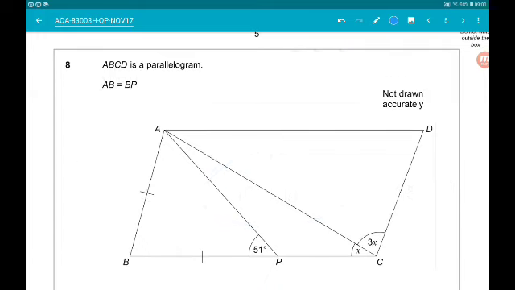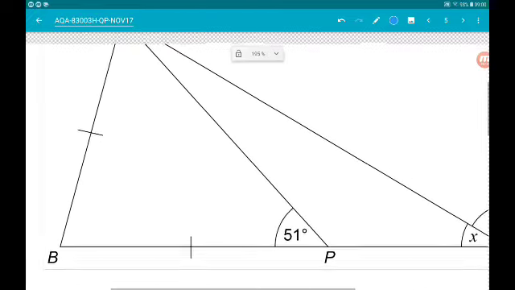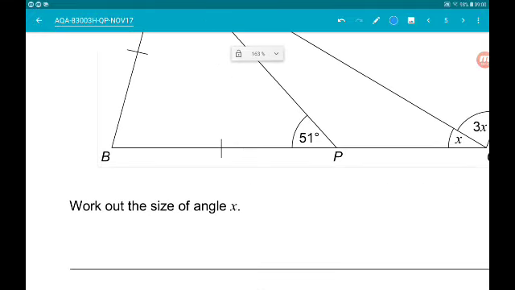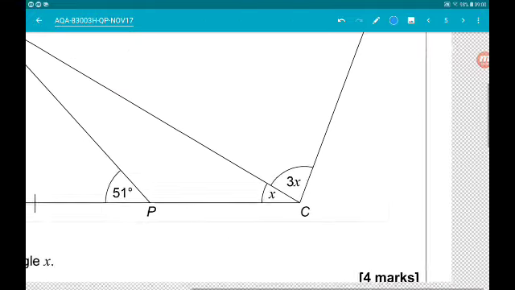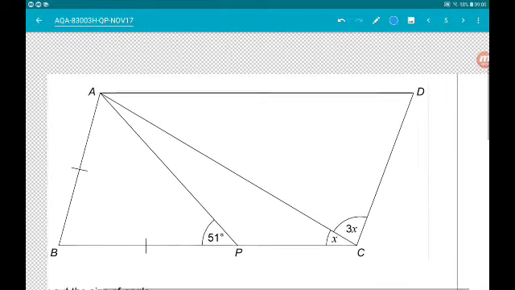Okay, question 8, we have missing angles in a parallelogram. So, we got a parallelogram ABCD. We are told that AB is equal to BP. So that's those 2 lines here. Now our mission is to work out the size of angle X over here.